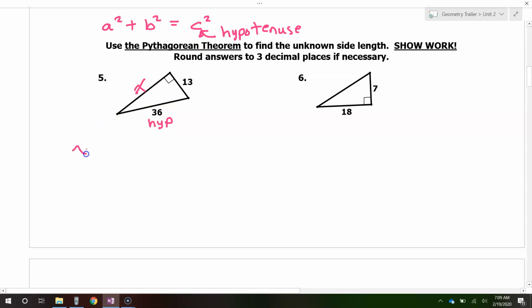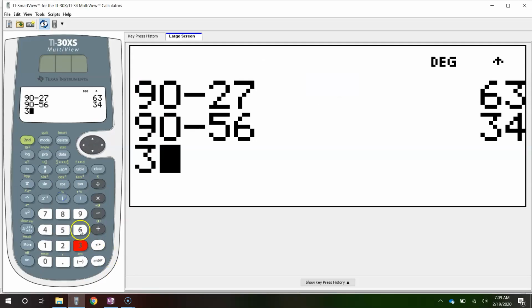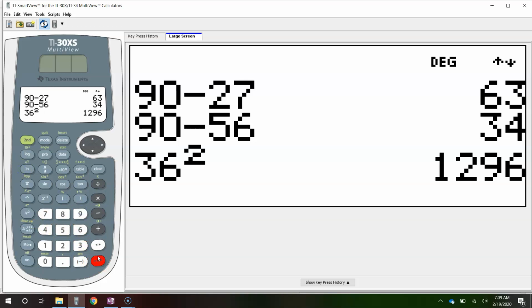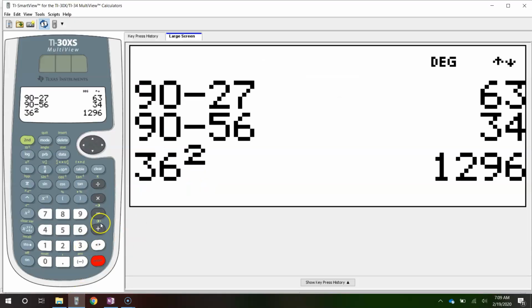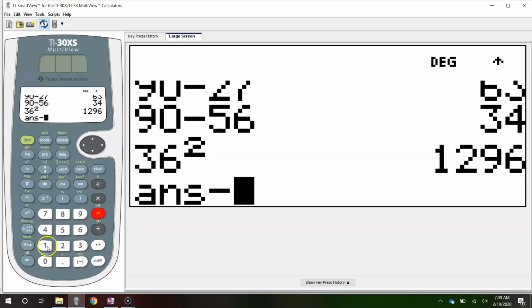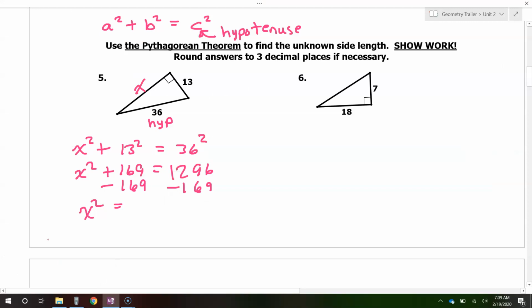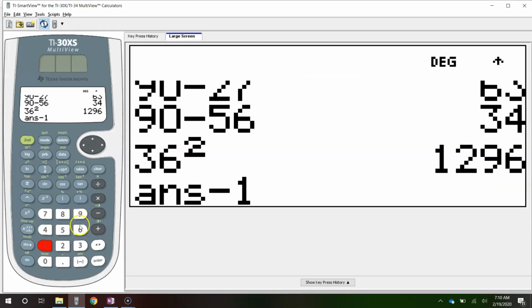So this is going to be x squared plus 13 squared is equal to 36 squared. So this will be x squared plus 169 is equal to whatever 36 squared is, 1,296. And then we subtract 169 from both sides. So that means x squared is equal to, okay, so subtract 169.